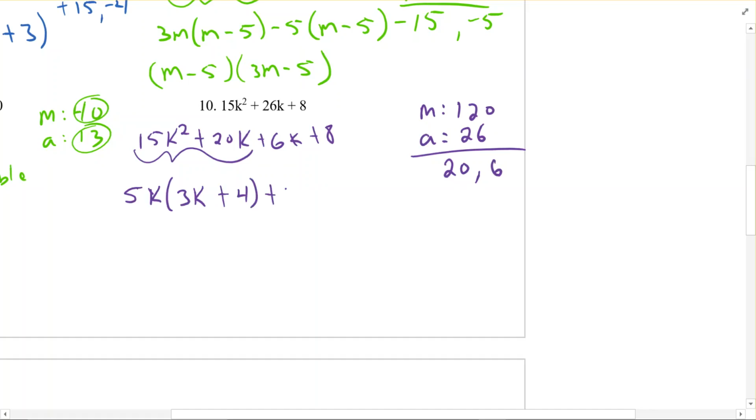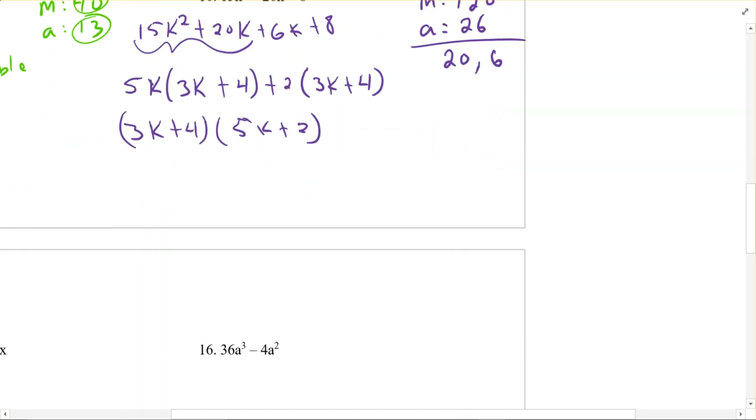Now I can factor 2 out of this, so plus 2. And then I have 3k plus 4. So 3k plus 4 and 5k plus 2. Sorry, my writing's getting a little messy there.